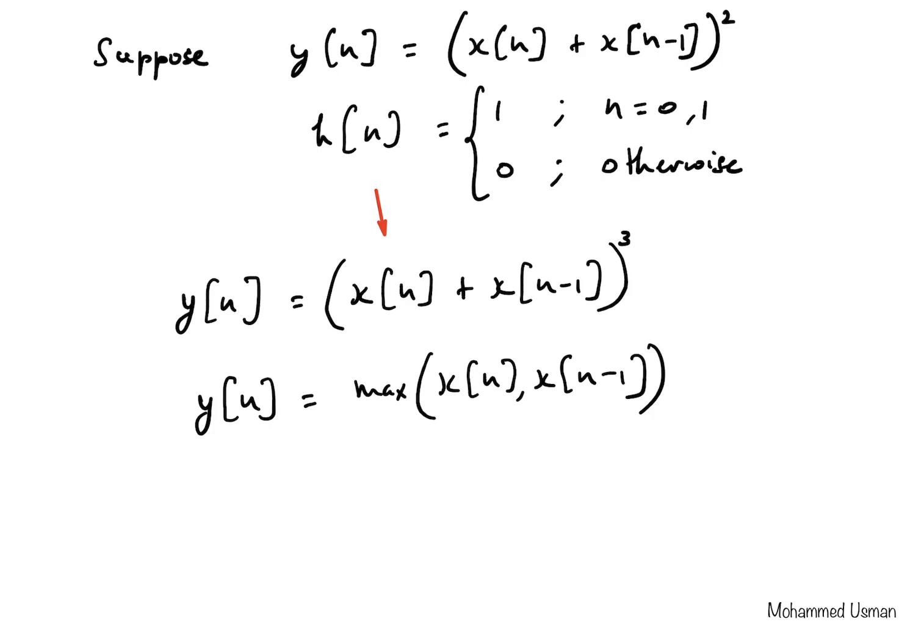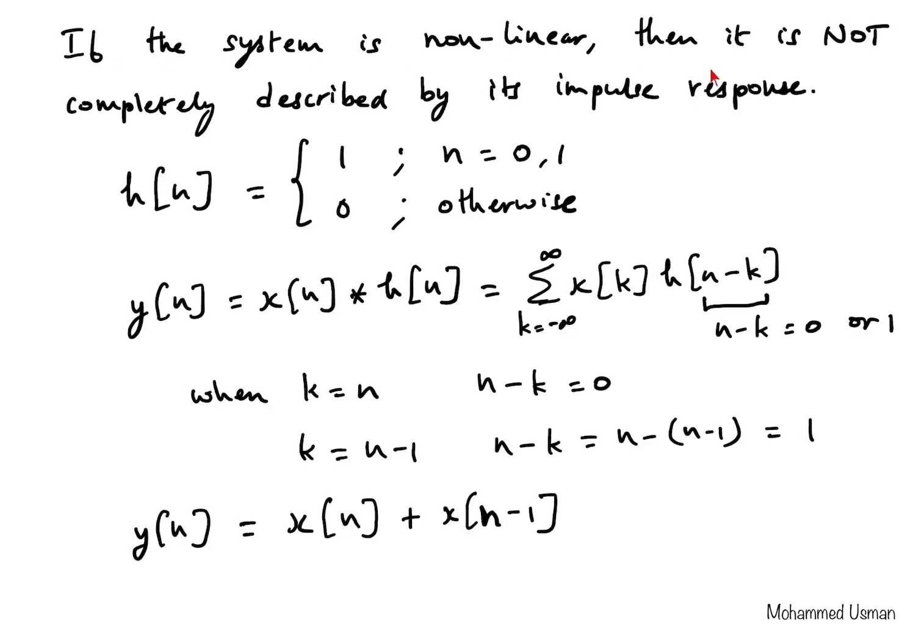Again, why is it comparing only the current and the previous? Because the impulse response is non-zero only when n equals 0 and 1. So it is choosing the highest value between the current and the previous. That means this same impulse response is applicable for this system as well. So there are multiple non-linear systems which have the same impulse response. Therefore we say that for a non-linear system, the impulse response does not completely describe the system. Okay, so if the system is nonlinear, then it is not completely described by its impulse response.